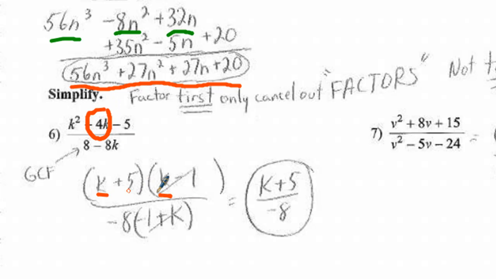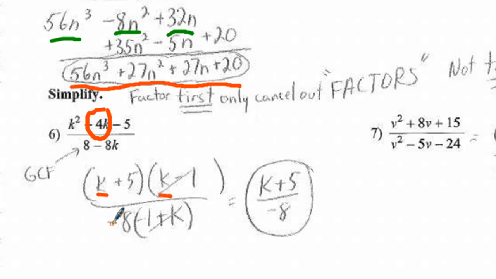So that checks. I factored the numerator correctly. In the denominator, you need to think of GCF. So most likely, most of you are going to just factor out an 8, and you're going to be left with a 1 minus k. Now, that's the case where they're not quite the same. We need to change one of them to its opposite.